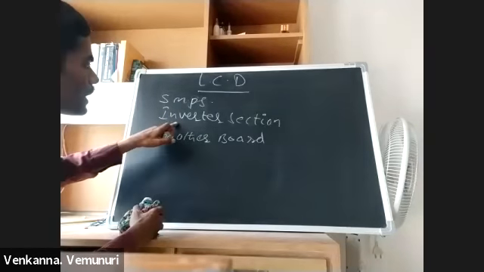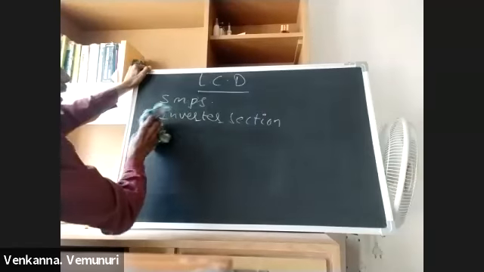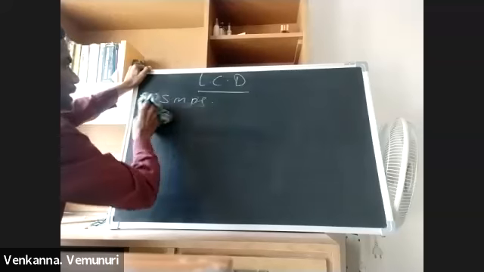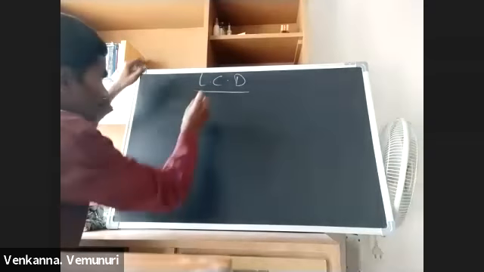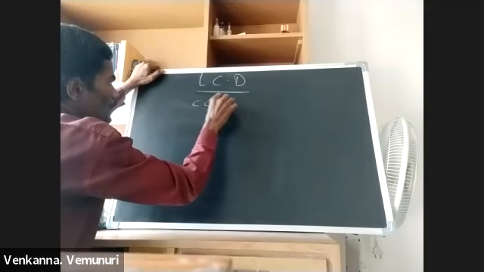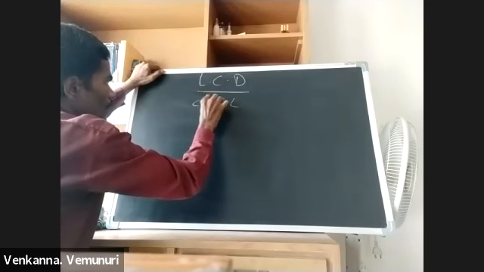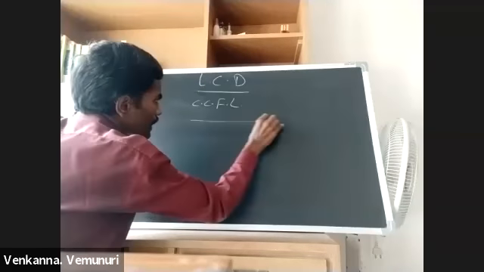Here, why are we using an inverter section in LCD monitor? Already we discussed, in LCD monitor, we are using CCFL lamp. In LCD monitor, we are using CCFL, cold cathode fluorescent lamp. This cold cathode fluorescent lamp looks like a very thin tube.